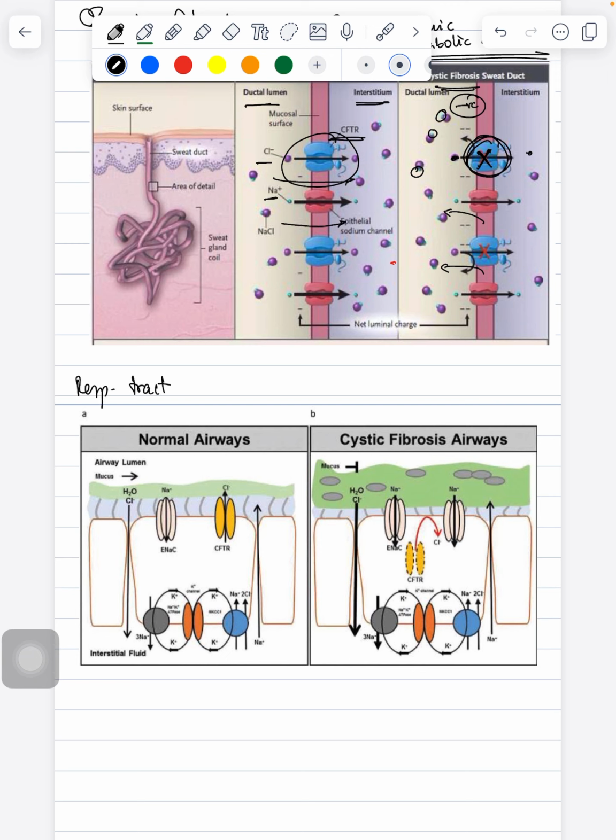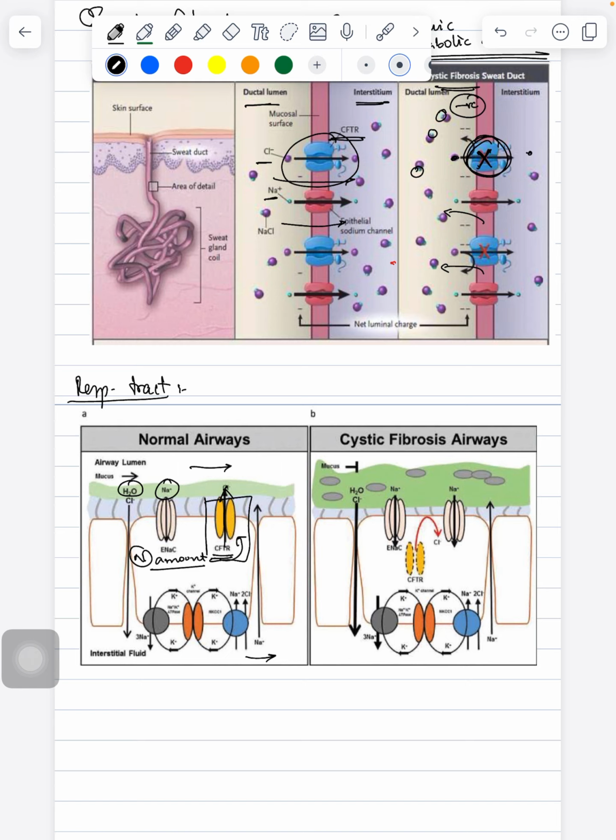In the respiratory tract, here again you have the lumen and you have these cells. These are epithelial cells lining your airway lumen, and here you have your interstitial fluid. Normally we have the CFTR channel here, which mainly acts as your chloride channel. Normally your chloride will go out from your interstitial fluid into the mucus, and your sodium and water will get absorbed from the mucus in a normal amount, in return for the loss of your chloride.